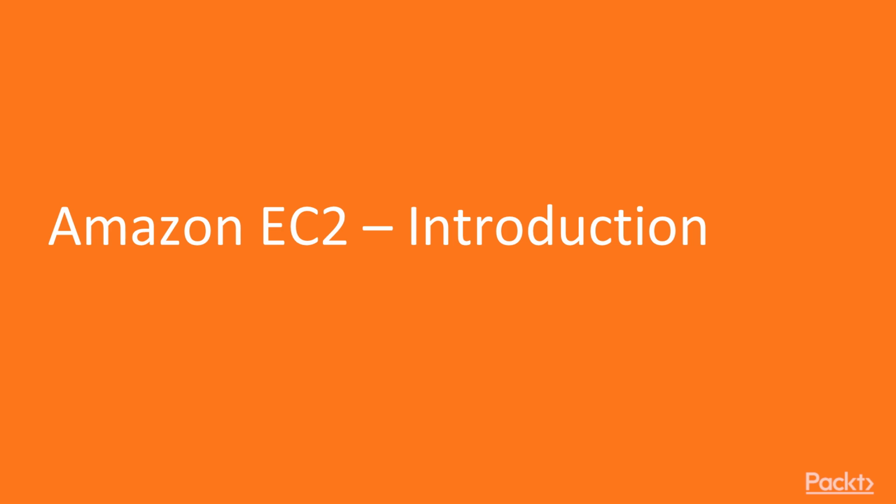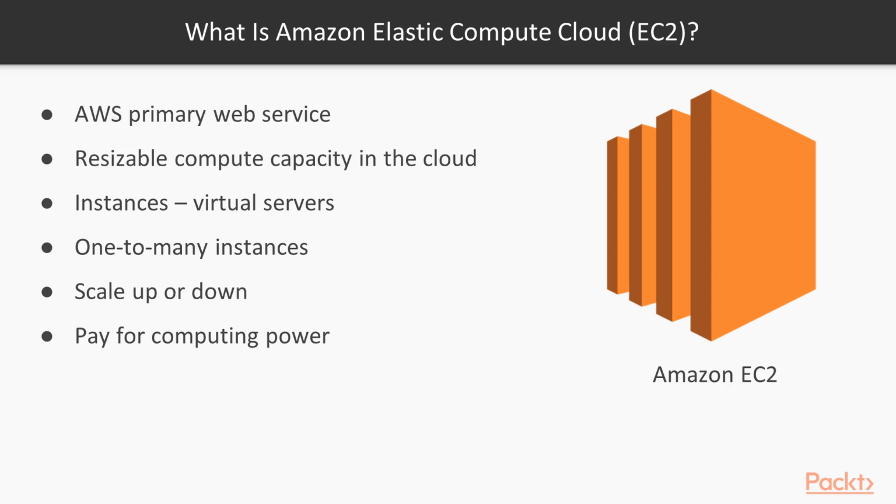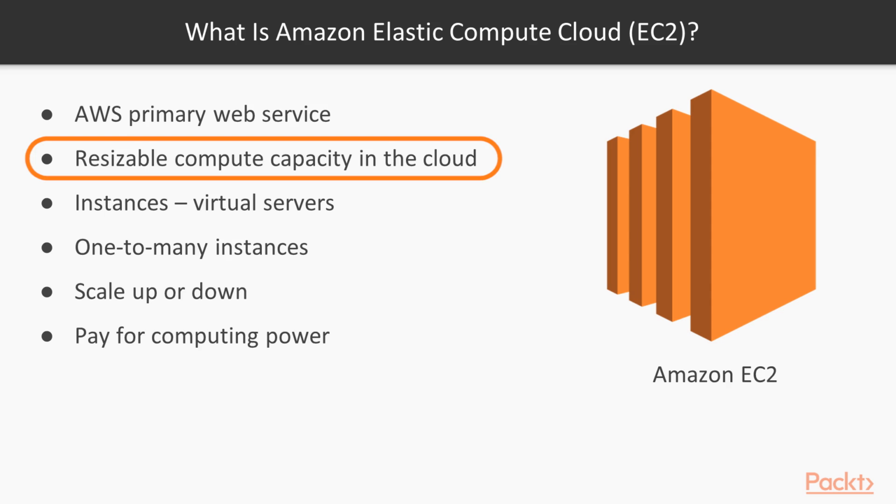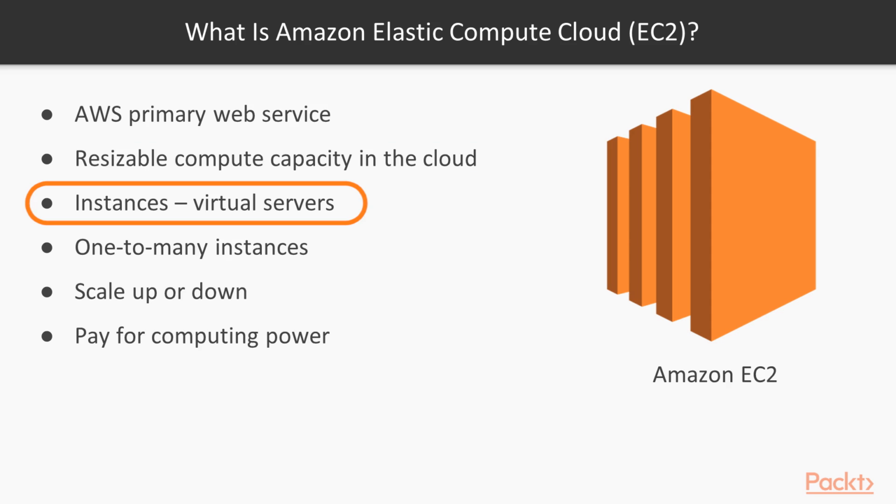Compute Cloud, or Amazon EC2. What is Amazon Elastic Compute Cloud, or Amazon EC2? Amazon Elastic Compute Cloud is AWS' primary web service that provides resizable compute capacity in the cloud. It allows you to acquire compute through the launching of virtual servers called instances.